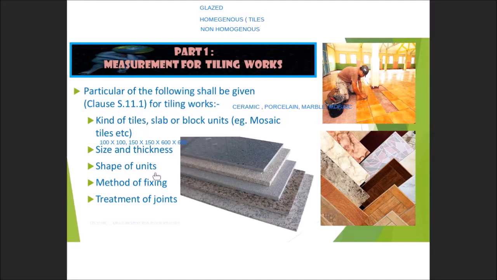Shape of the units, this one is other than square. If the shape is square or rectangular, we don't have to write. Method of fixing, normally bedded and pointed with cement and sand. And treatment of the joint is also bedded and cement and sand, but this is normally the white color. If you apply all these, at the end people will apply the white cement. That is to close all the joints, to make the final application neat and tidy. So that is also known and written as treatment of the joint.